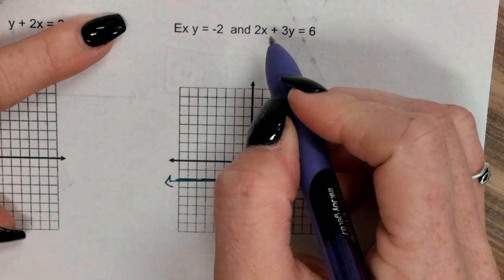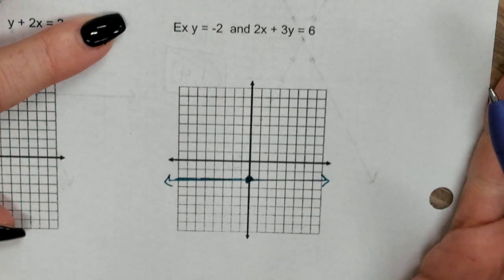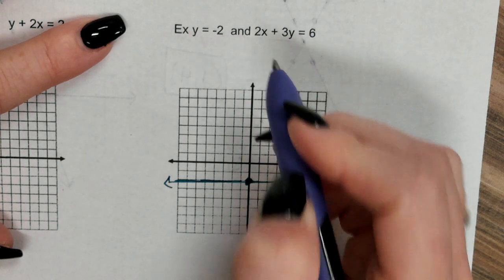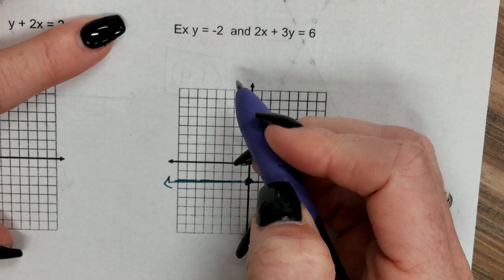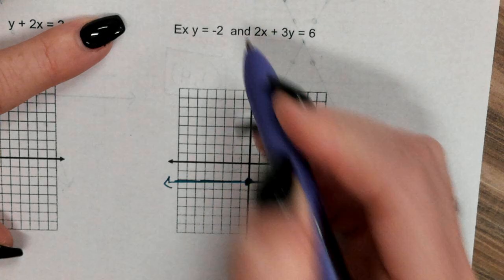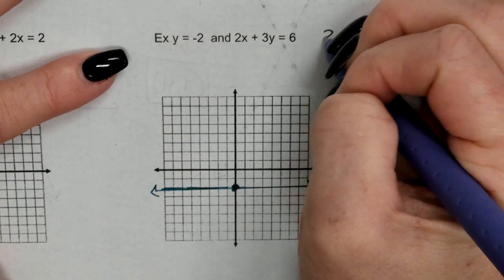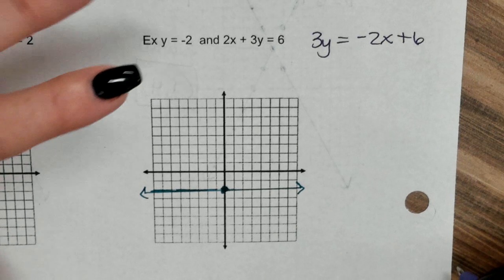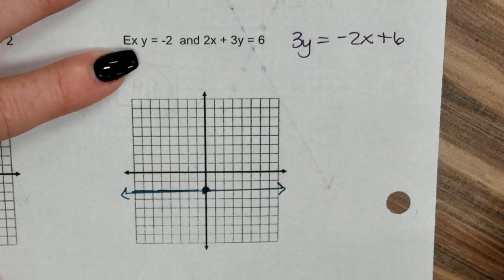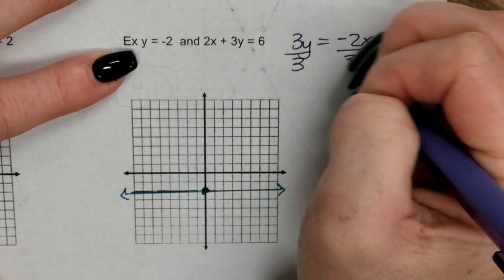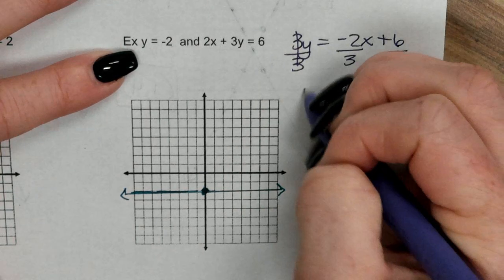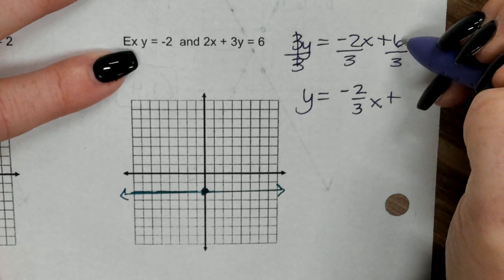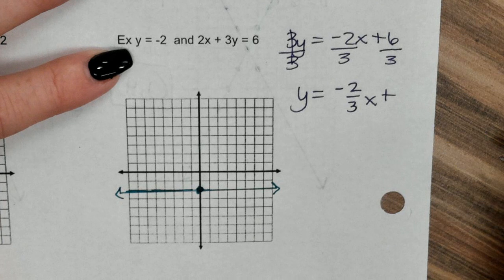All right, let's talk about it. What is your goal? To get the y by itself. So I need to get rid of 2x and 3. Which one goes first? Because it's not attached to the y. So I'm going to get rid of the 2x by subtraction. So I have 3y equals negative 2x plus 6. I'm going to divide everything by 3. So I have y equals negative 2/3 x plus, what is 6 divided by 3? 2.